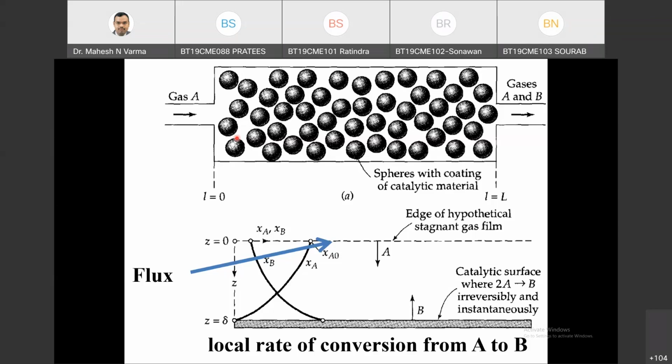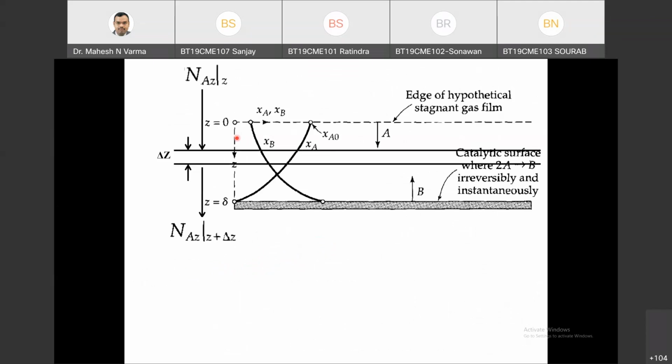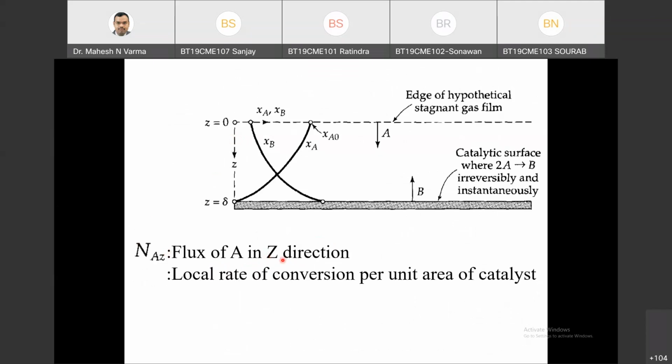So what will be the dimensions of the differential shell? Delta Z, X and Y. X into Y is the surface area, times delta Z. So you can take a differential shell in this direction, and there will be flux in Z direction only.